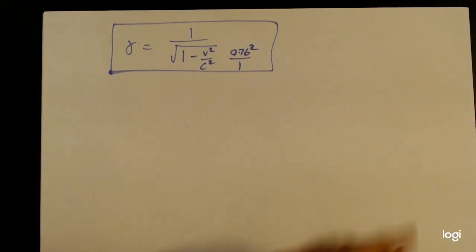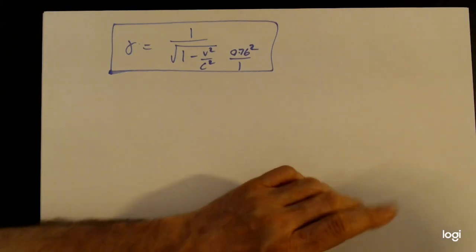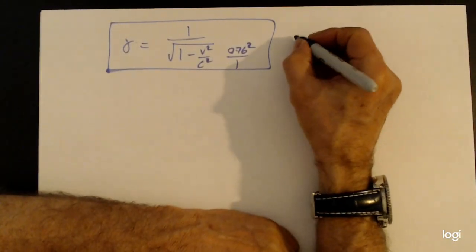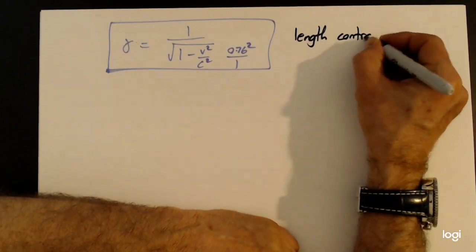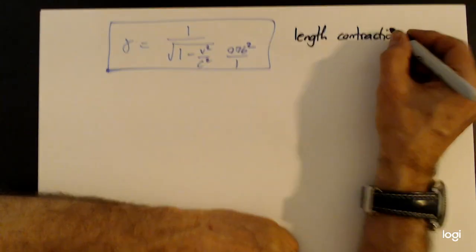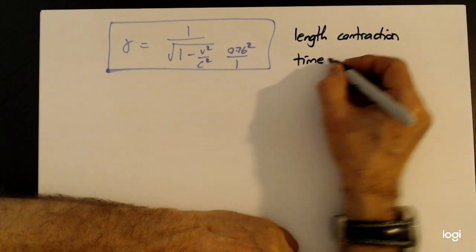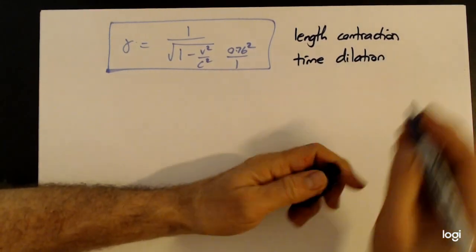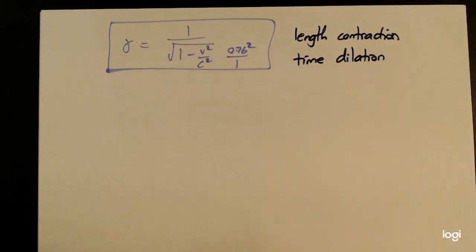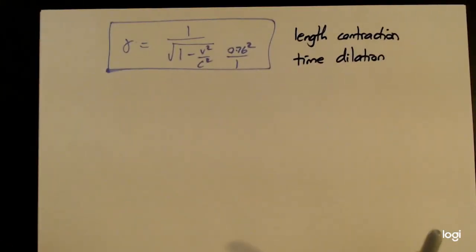So the two things to remember is what gets bigger and what gets smaller, right? And we've spoken about length contraction and time dilation. They are the two changes. There is no such thing as length dilation. There is no such thing as time contraction. It doesn't happen.